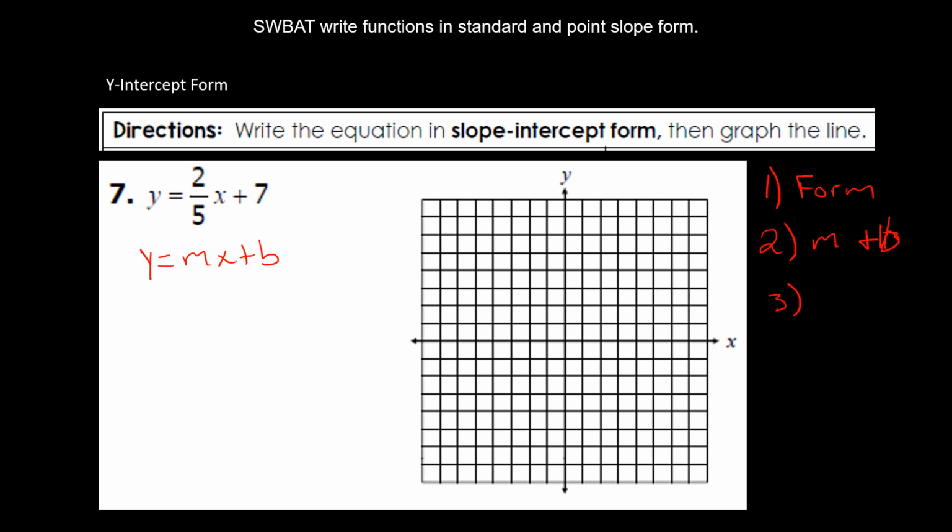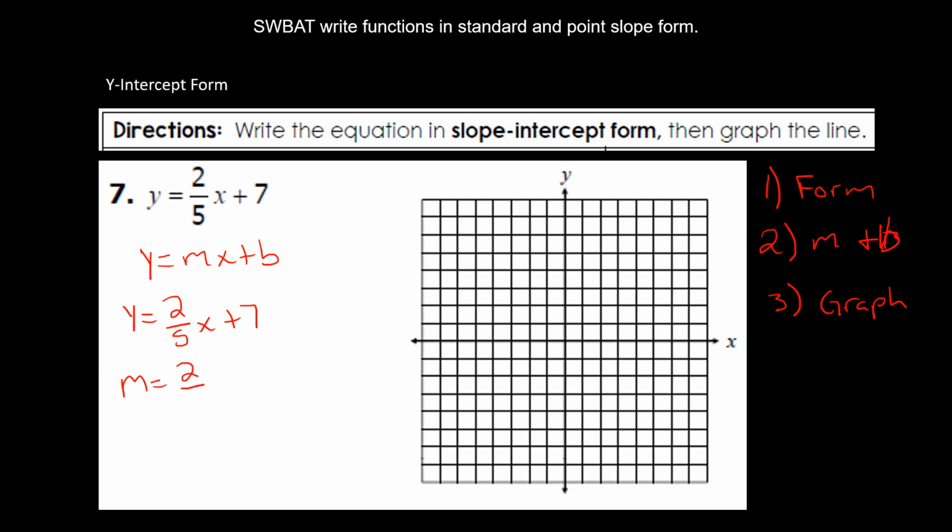And 3, we will graph. So let's look at this equation here. We have y equals 2 over 5x plus 7. This satisfies the form as we have y equals our slope, x plus our y-intercept value. So we move on to identify m and b.